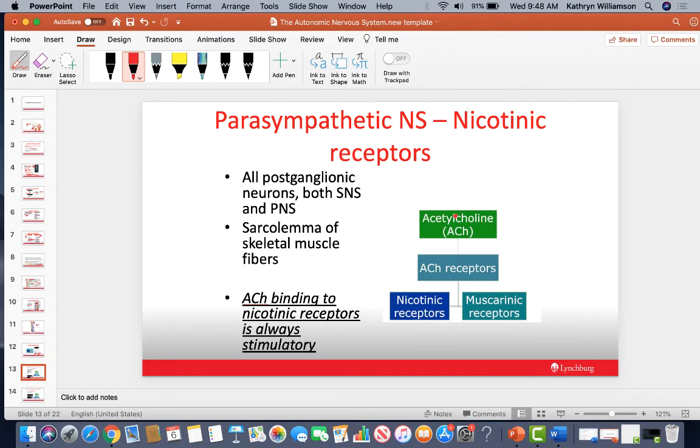Okay, so nicotinic receptors, when you have acetylcholine binding to nicotinic receptors, it's always going to be stimulatory. Okay, some examples of this, we have nicotinic receptors in the sarcolemma of skeletal muscle fibers. We already know that because when that somatic motor neuron comes down and creates that neuromuscular junction and releases acetylcholine, it's excitatory. And then we also see postganglionic neurons interacting with nicotinic receptors in both sympathetic and parasympathetic nervous system.